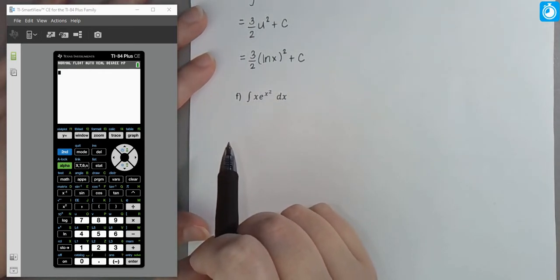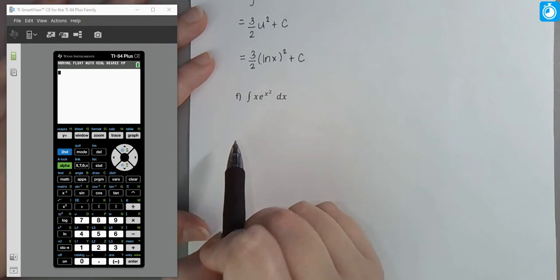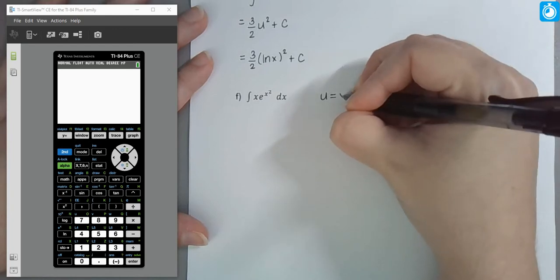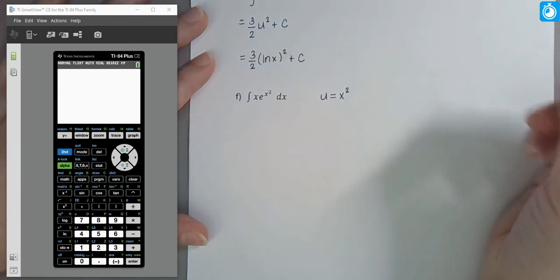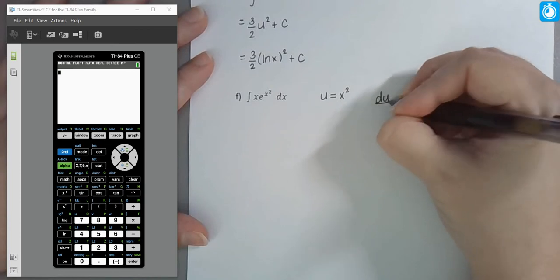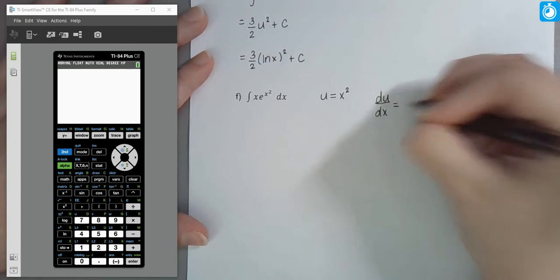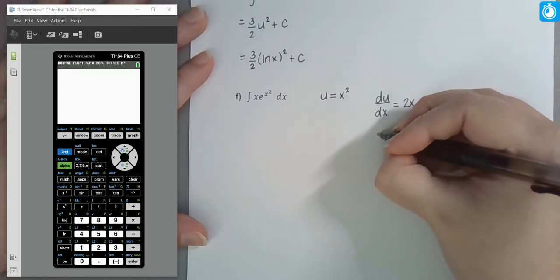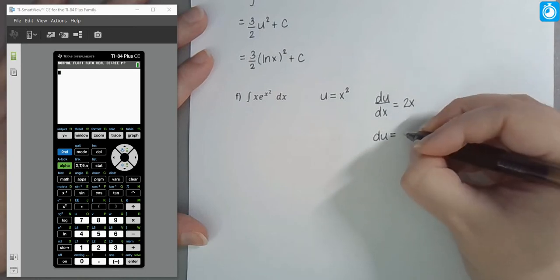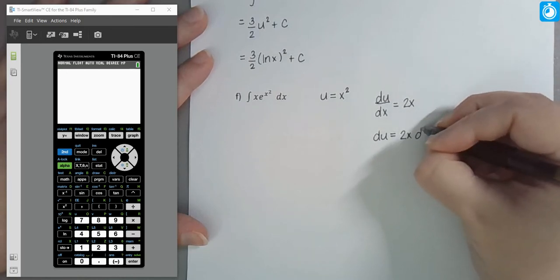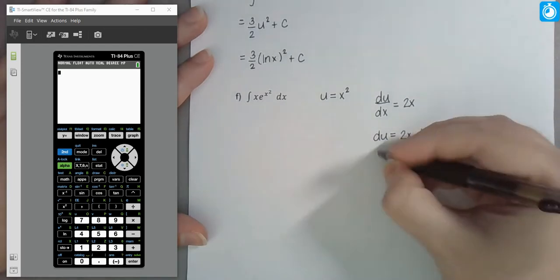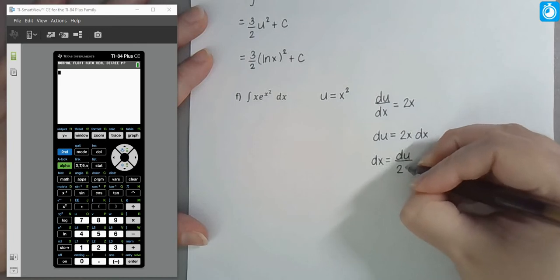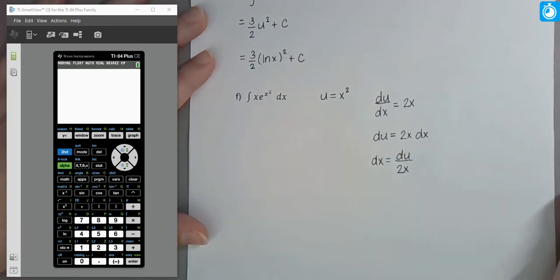As long as I see a constant multiple of whatever my derivative would be, then we're good, and the constants will just take care of themselves. So I'm going to substitute for x squared, so I'm going to allow u to be x squared. I'm going to differentiate in order to get my differentials. So du with respect to x is going to be 2x. So that means du is 2x dx, and dx is equal to du divided by 2x.